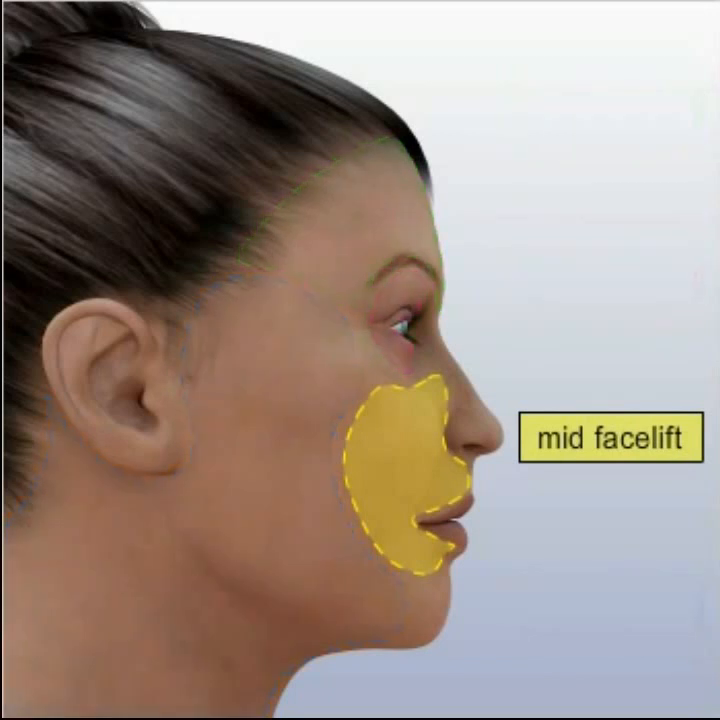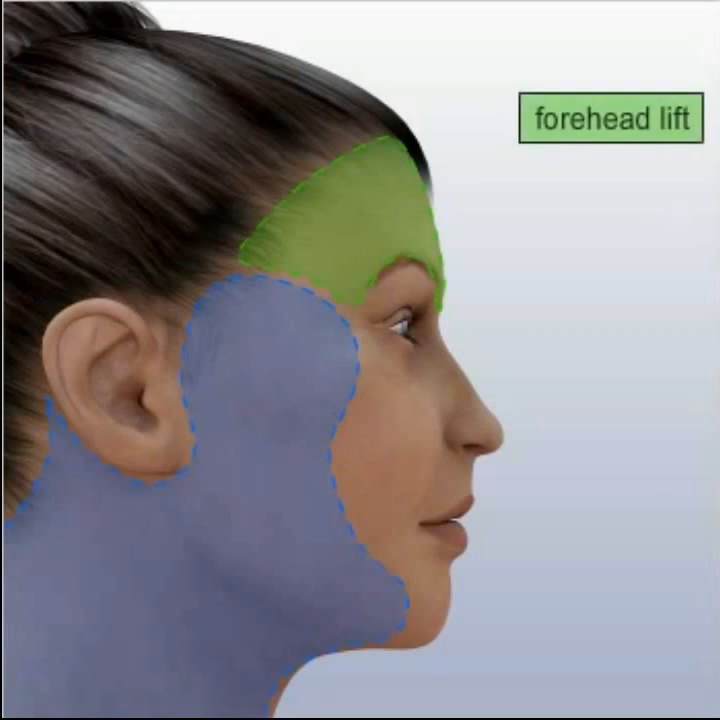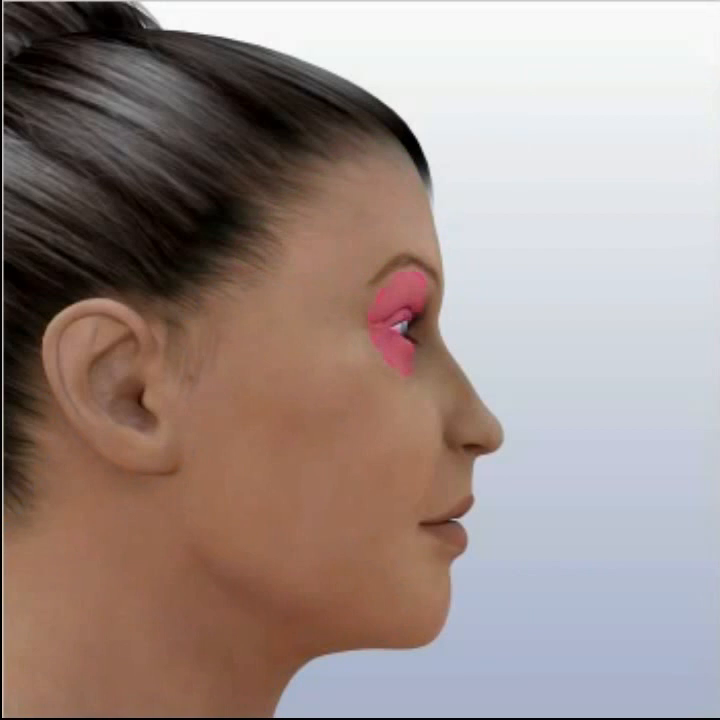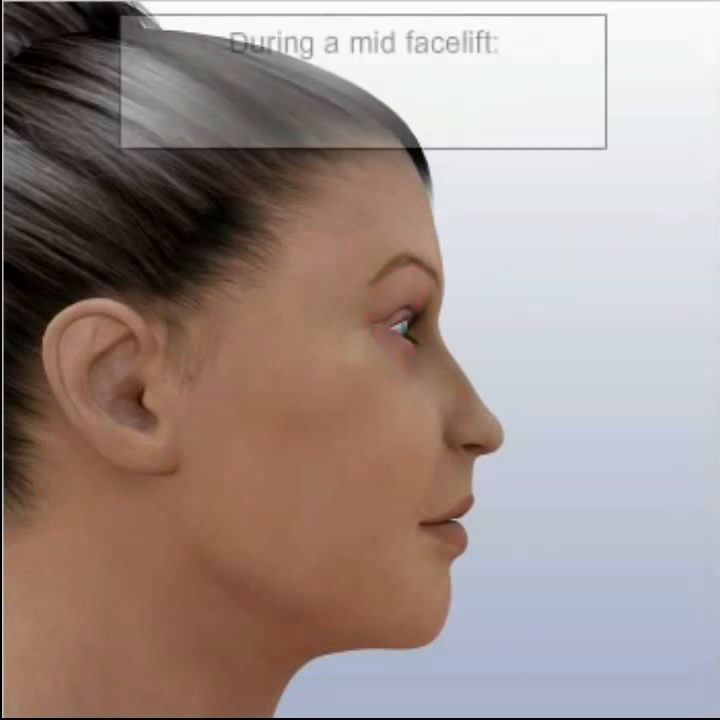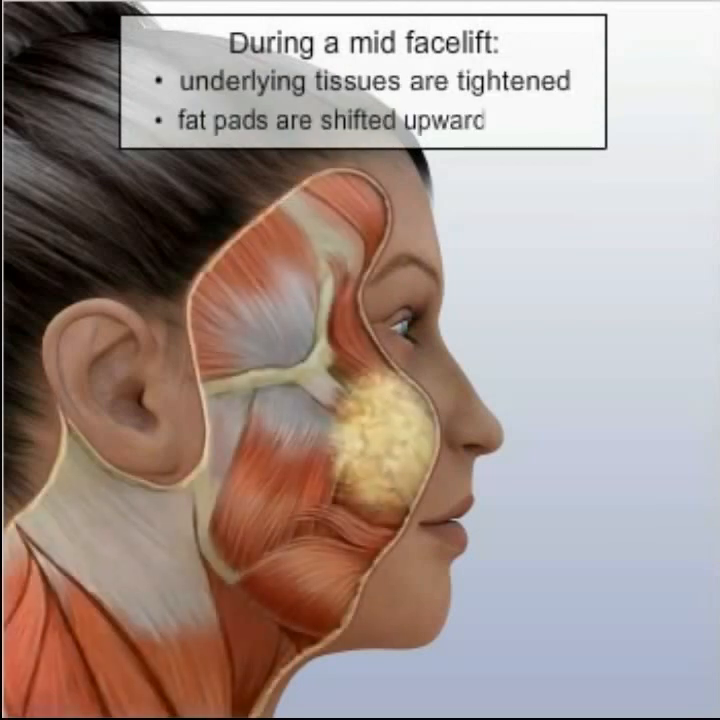There are several different types of facelift, each specialized to treat different regions of the face. For example, the mid-facelift is usually performed to rejuvenate the middle portion of the face. Age-related changes in the upper and lower region of the face are usually corrected with a forehead lift and lower facelift, respectively. In addition, sagging and puffy eyelids can be addressed with eyelid surgery. During a mid-facelift, the underlying tissues are tightened, and fat pads that give the face shape and volume are shifted upward to restore a firmer, more youthful appearance.